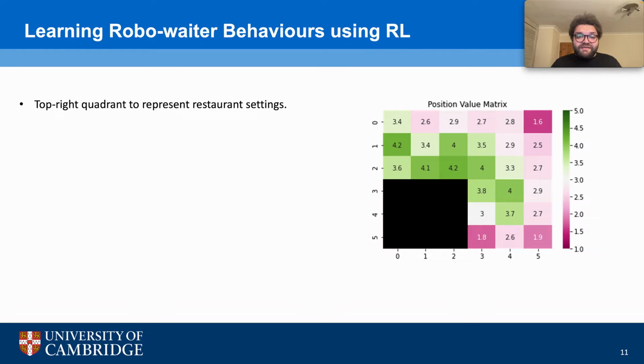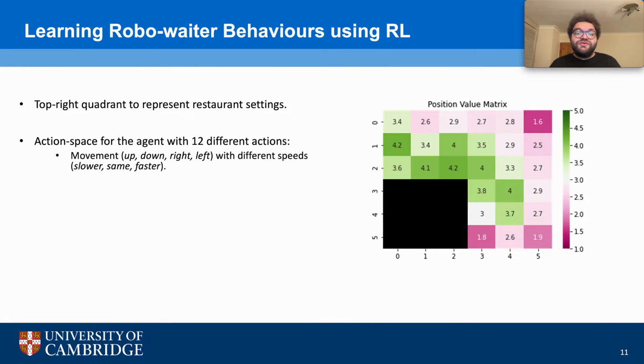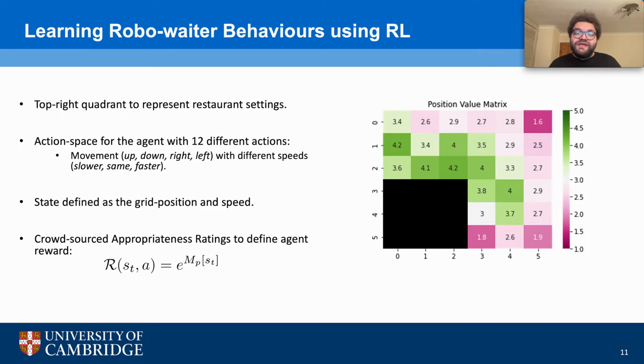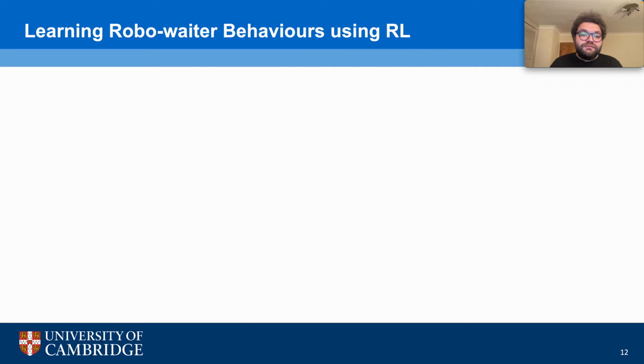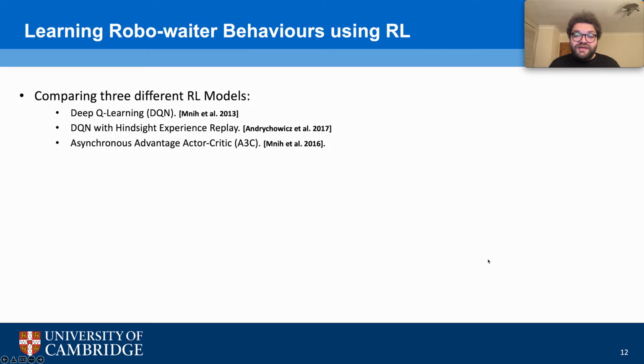To learn appropriate behaviors, making use of the annotations collected, we design a reinforcement learning problem where the top right quadrant is used to represent the restaurant setting. The action space for the robot in this environment is defined by moving up, down, right, or left at different speeds. At any given position and speed, the average crowdsourced appropriateness ratings are used to reward the agent to be in that particular state. To implement the behavior generation model, we compare 3 different reinforcement learning strategies.